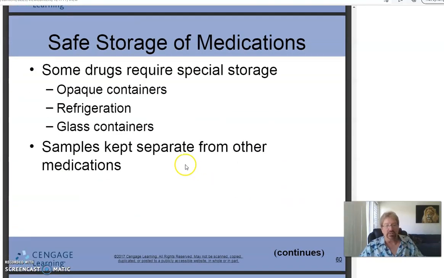Safe storage of medication. Some drugs require special storage, like opaque containers, like a brown bottle instead of a clear one. Some refrigeration, some have to be stored in glass containers. Samples are kept separate from other medications.